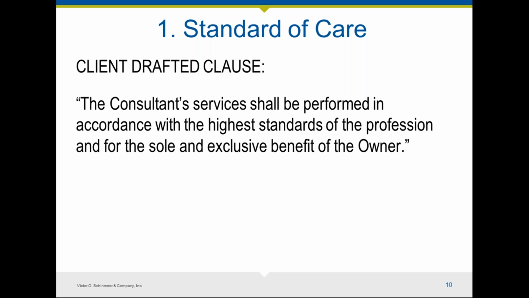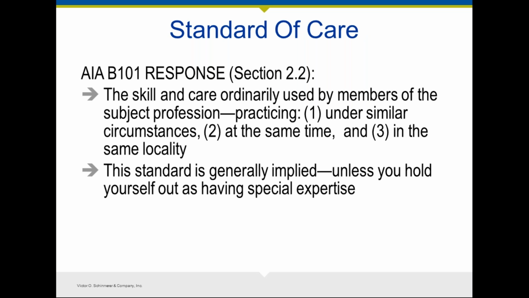So as you think about your performance standards, let's look at how the AIA 101 responds. And this is a fairly typical phrase that you will see in all the standard form agreements. This is what you want to aspire to, right? You want to say that you're going to be providing services ordinarily used by members of the subject profession practicing under similar circumstances at the same time in the same locality. You are essentially expected to perform services in the same way that another engineer or architect or surveyor would have at the same time and under the same circumstances.